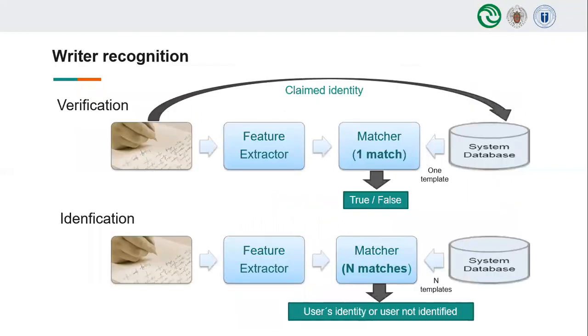Writer recognition includes two different issues, the author's identification and the author's verification. Verification takes place when it is proved that the author of a document is who claims to be its writer, whereas identification consists in discovering who the writer of a certain document is from a group of known people.